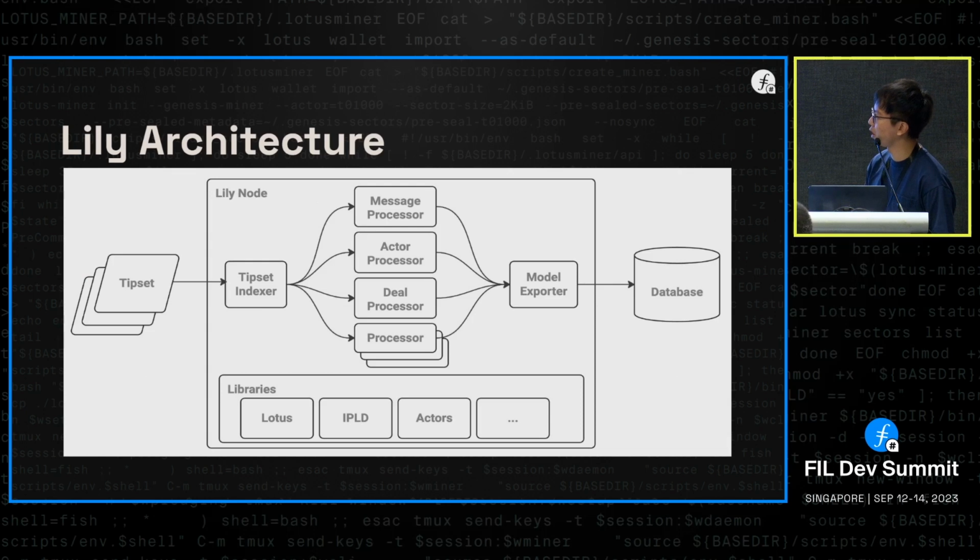And here is the Lily architecture. Lily uses several core libraries like Lotus, IPLD, and Actors. And to index the tipset, Lily will call several processors. Each task has a corresponding processor that captures the data in parallel. Once they're done, the model exporter will serialize the data to the destinations, like CSV or Postgres.